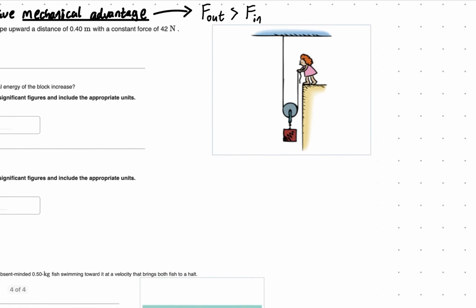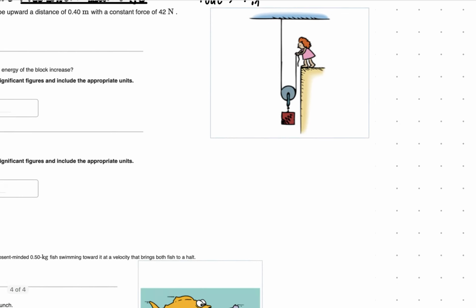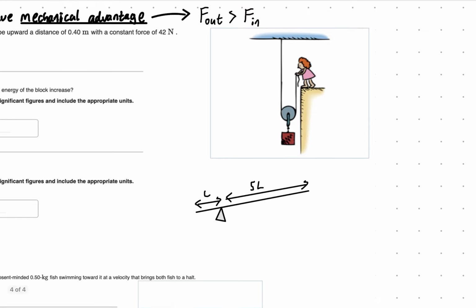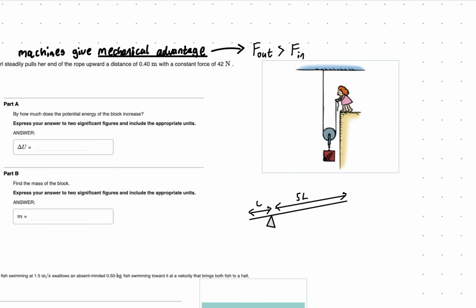A famous example of this is a lever with a particularly located fulcrum. So we'll put our fulcrum, which is just the pivot point, think a teeter-totter, but not a teeter-totter that's the same length on both sides. And if we had a lever that looked something like this, so that this length on the short end was L, and the length on the long end was, say, 5L, then you would have an output force that was five times larger than the input force.